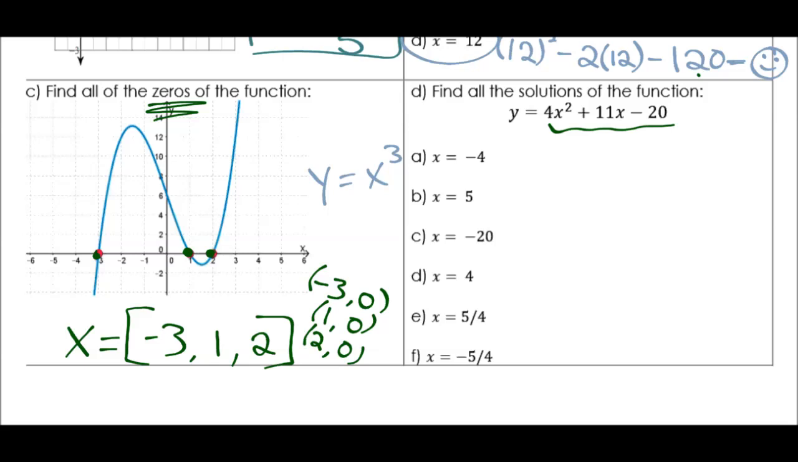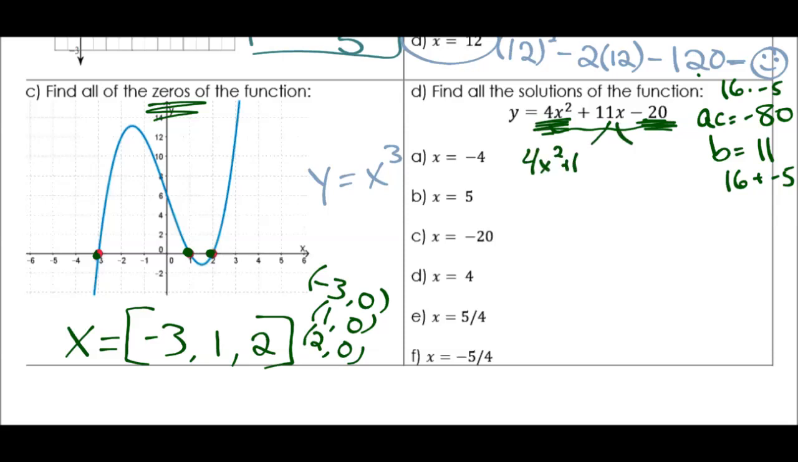So I have a value that's not 1, so I'm going to do a times c. That would be negative 80. A times c is negative 80. My b is 11. I'm looking for numbers that multiply to give me negative 80 and add to give me 11. That is going to be 16 and negative 5. 16 times negative 5 gives me negative 80, and 16 plus negative 5 gives me 11, which is exactly what I need to break up this middle term.